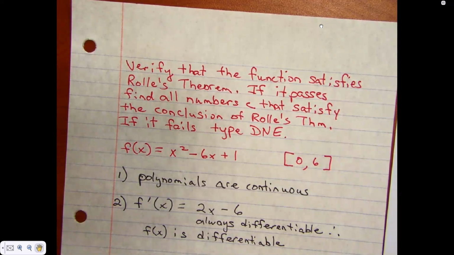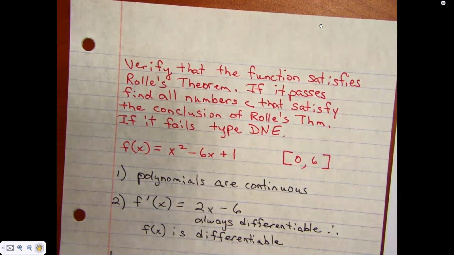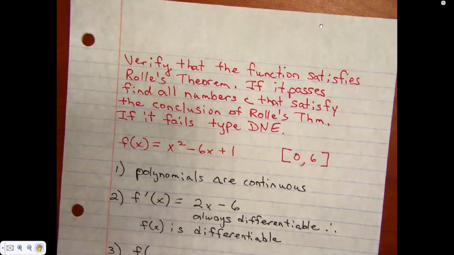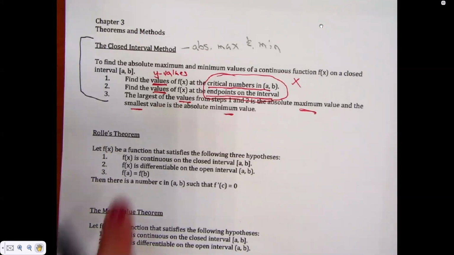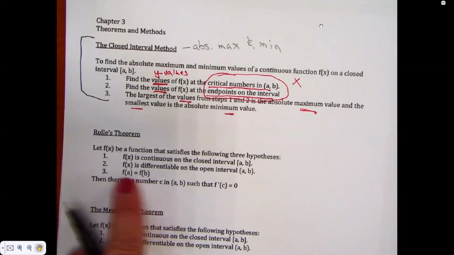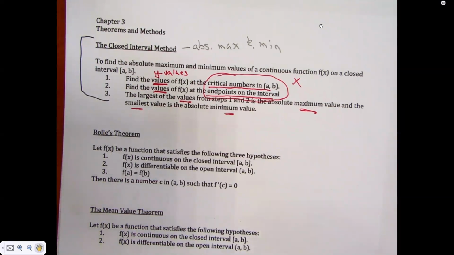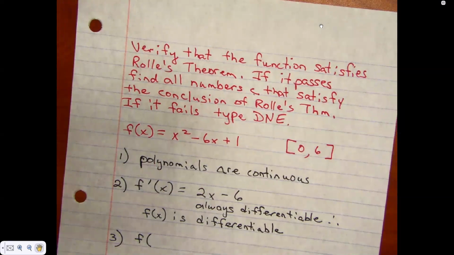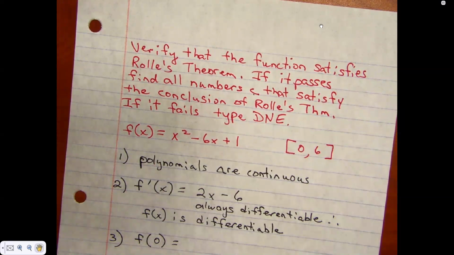All right, so let's do step 3. We said step 3 is fairly important as well. We have to show that f of a equals f of b. We have to say that they're the same height. So we've got to do f of 0, and then f of 6, and show they're the same.